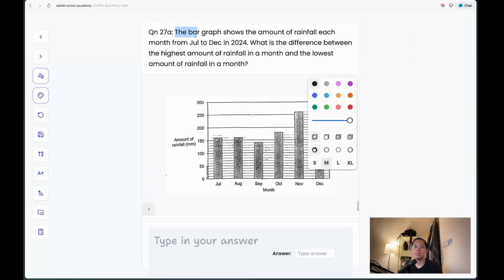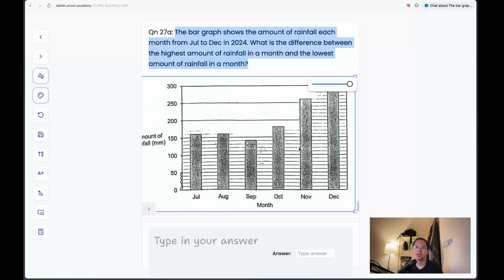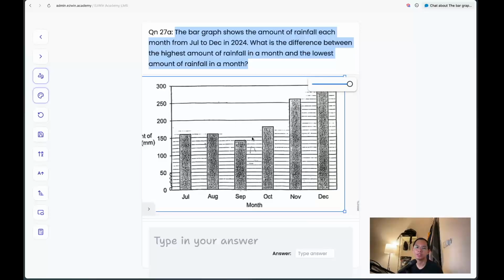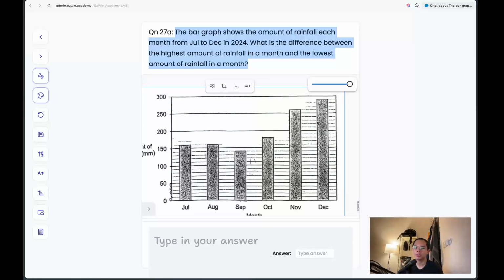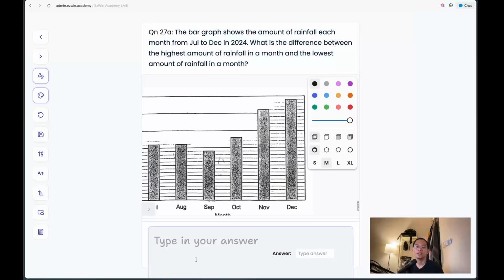Question 27a. The bar graph shows the amount of rainfall each month from July to December in 2024. What is the difference between the highest amount of rainfall in a month and the lowest amount of rainfall? So let's calculate which one is the biggest. Sorry, I can't see the lines, but I'll try. Looking at it, we know what's the highest amount, basically the tallest bar, then the lowest amount, which is just the shortest bar.